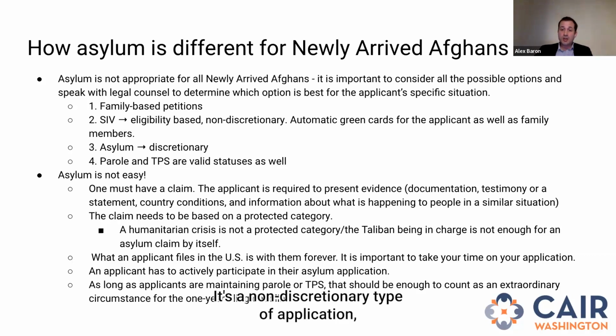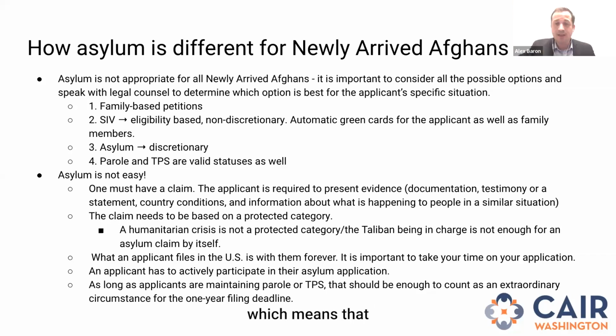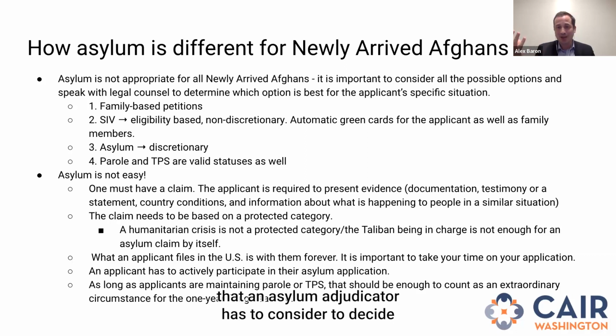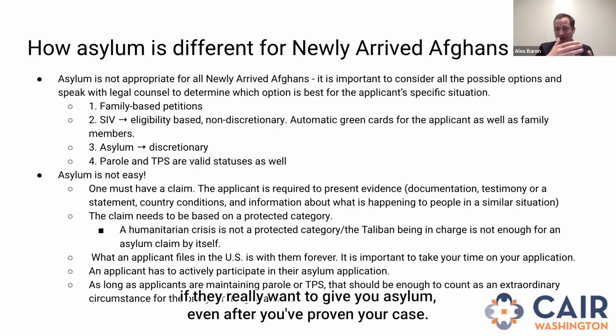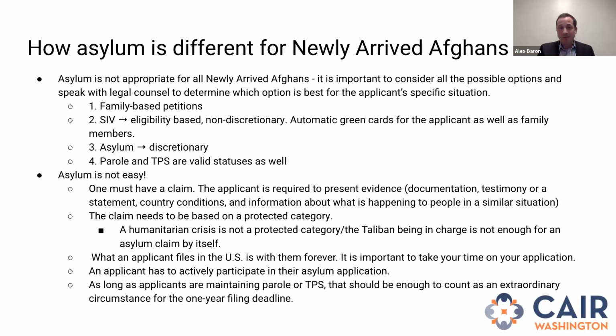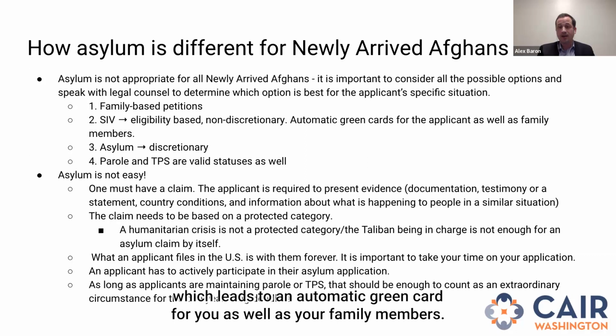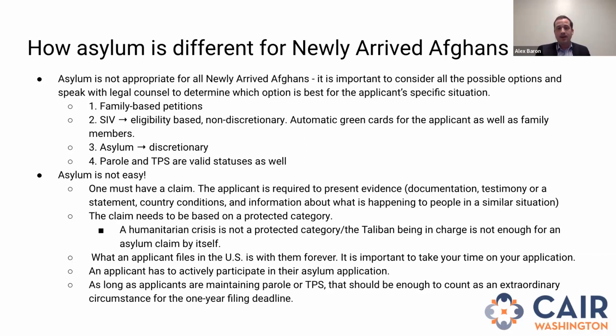It's a non-discretionary type of application, which means that those discretionary factors, those positive and negative factors that an asylum adjudicator has to consider to decide if they really want to give you asylum, even after you've proven your case, that's not a factor for SIV cases. So if you meet the eligibility criteria, you should get a visa, which leads to an automatic green card for you as well as your family members.